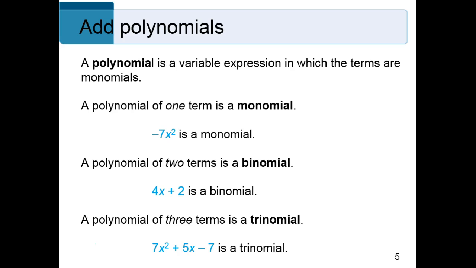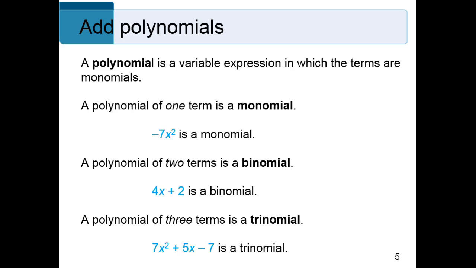Okay, good deal. So a polynomial is a variable expression in which the terms are monomials. So the terms, monomials, those are the same definitions. Polynomial of one term is a monomial. If it has 2 terms, we call it a binomial, 3 terms, trinomial. After that, we just say 4 terms, 5 terms, 6 terms. We don't do quadnomials, quintinomials, sexnomials. We don't even want to think about that. Okay, never mind. So we just go with the prefixes. After that, we just say how many terms.